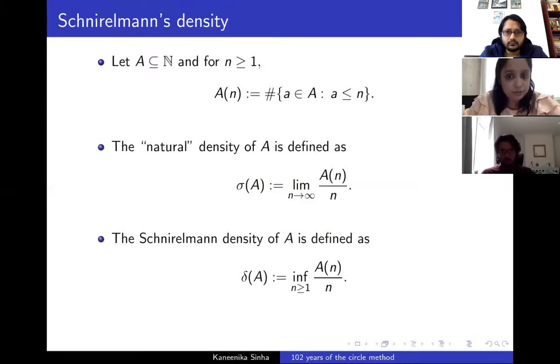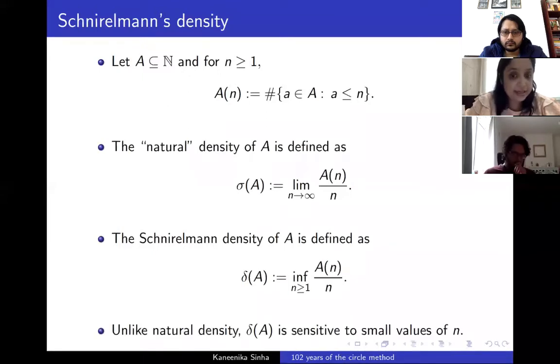So you use the same ratio A of n over n, but now instead of looking at the limit for large values of n, you look at the infimum over all the numbers n greater than or equal to 1. So the Schnirelmann density, unlike the natural density, is sensitive to small values of n.